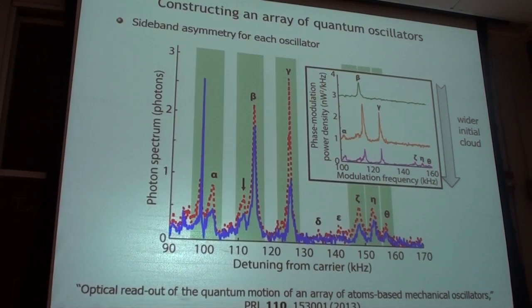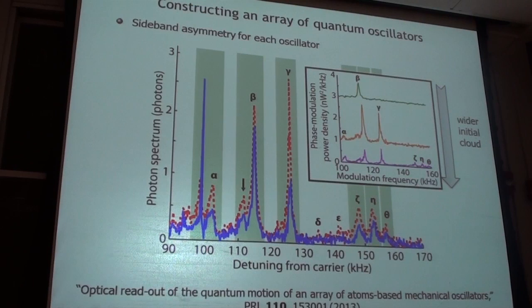What's this good for? So can you quickly tell us what the dashed red and blue lines are? Yes, I'm sorry. So the blue is the anti-Stokes side of resonance.